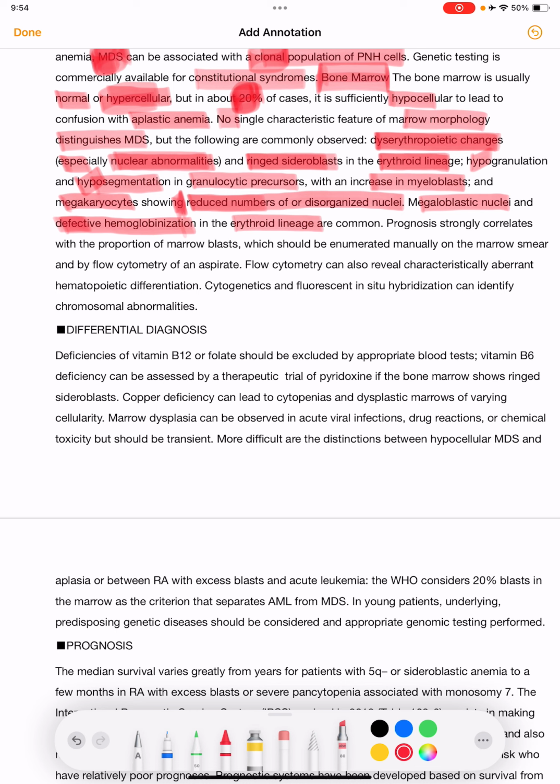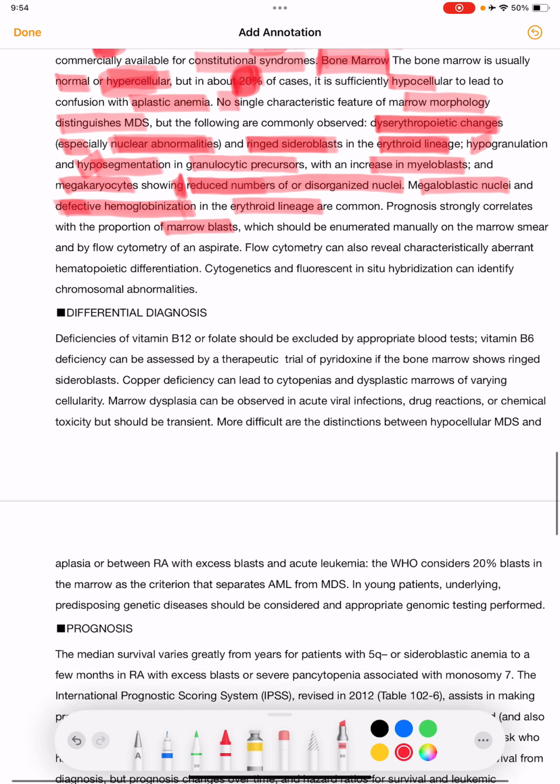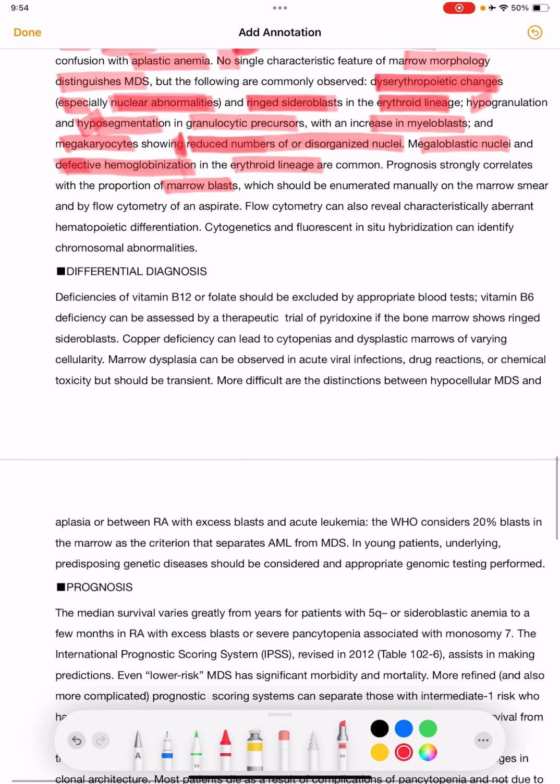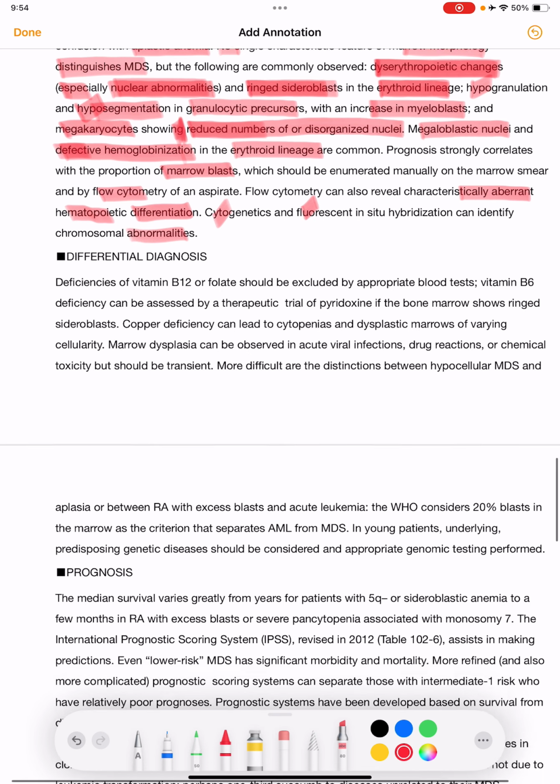Prognosis strongly correlates with the proportion of marrow blasts. The more marrow blasts, the poorer the prognosis. This should be enumerated on the marrow smear and by flow cytometry of an aspirate. Flow cytometry can also reveal characteristically aberrant hematopoietic differentiation, and cytogenetics and FISH can identify chromosomal abnormalities.